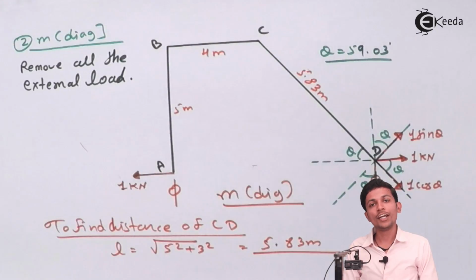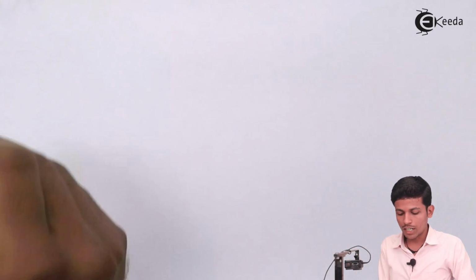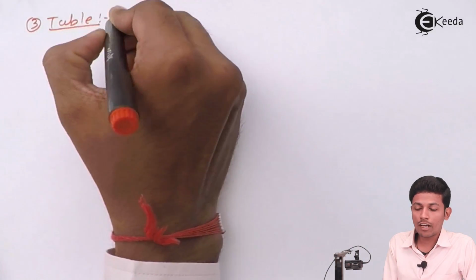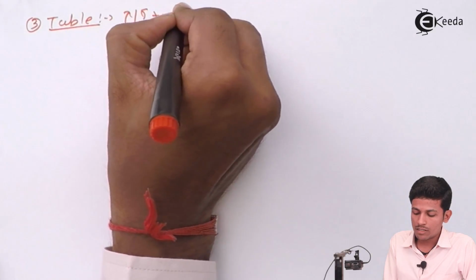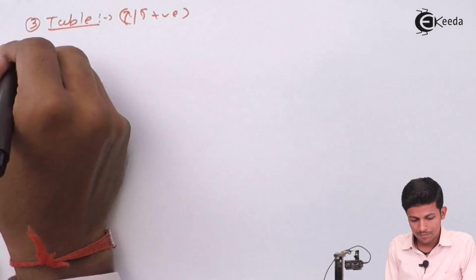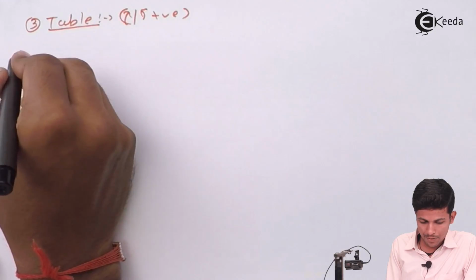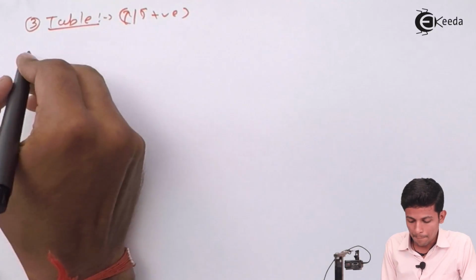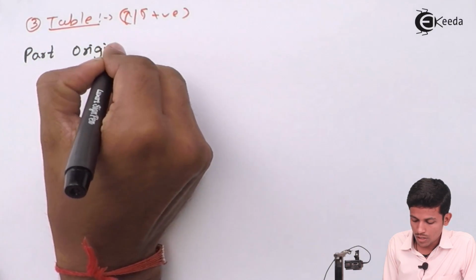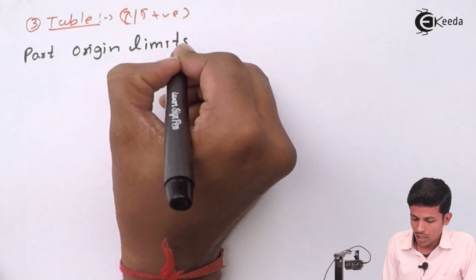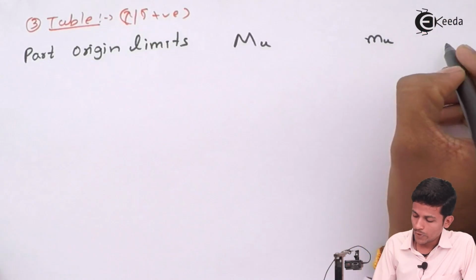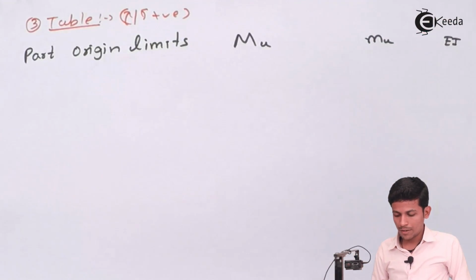Now we have to draw the table first. This table is our third part, and in the table we are following the bending moment sign convention like this. Now draw the diagram. Part, then origin, limits, M, then small m, then EI will be constant.